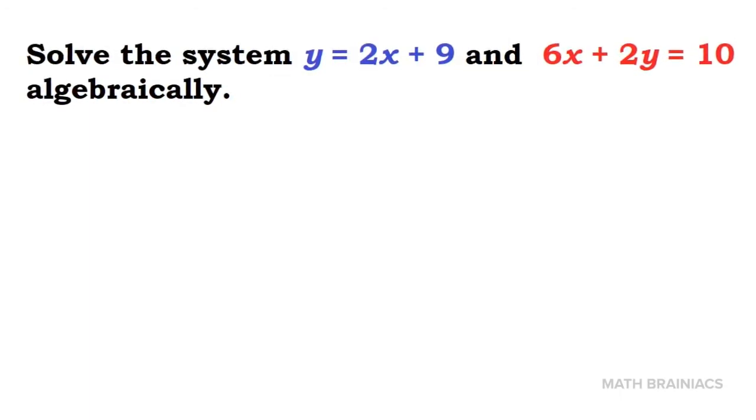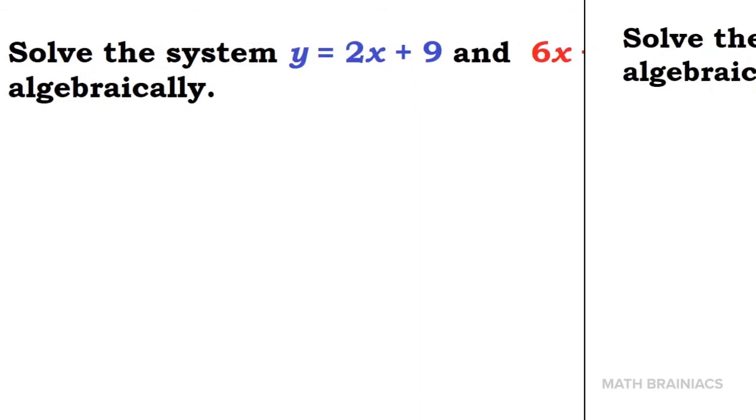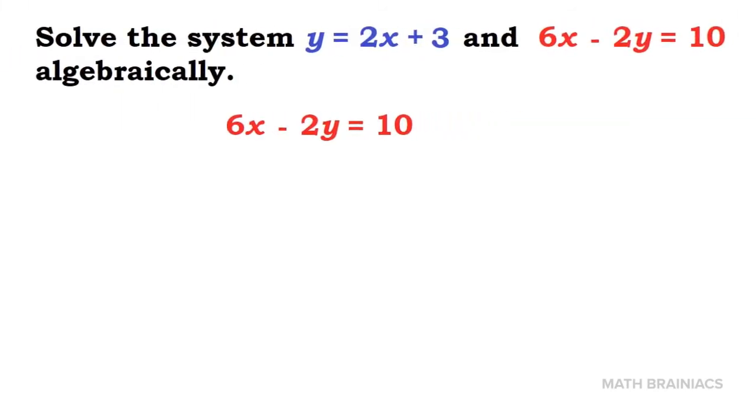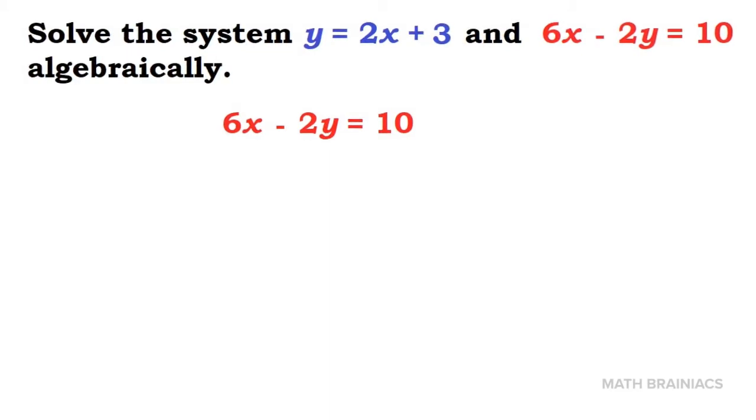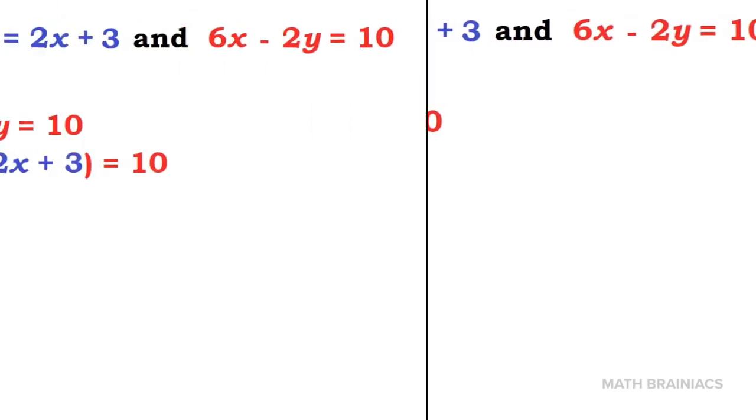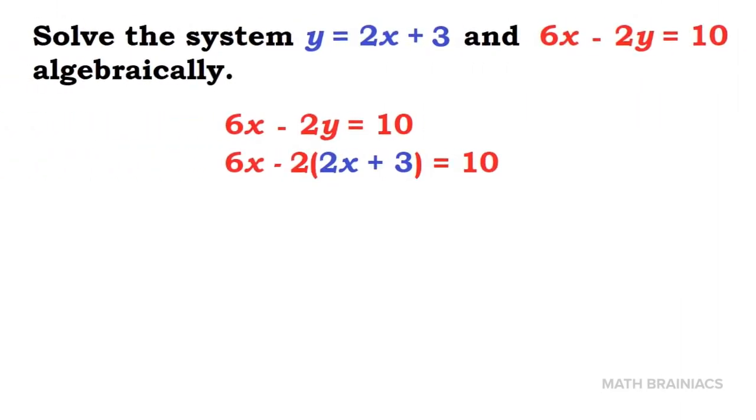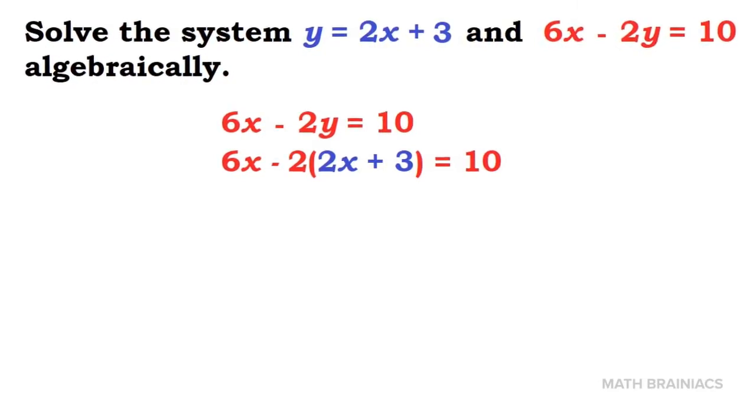You can see that the first equation is in slope-intercept form, while the second equation is in standard form of linear equation. Let us use the standard form of linear equation in solving for x and y. Since we have the value of y is equal to 2x plus 3, we can substitute it in the equation 6x minus 2y is equal to 10. We can come up with the equation 6x minus 2 times 2x plus 3 is equal to 10.